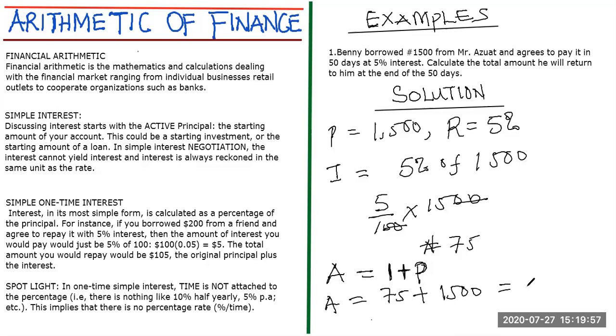We are now going to have it as 1,575 naira. So this is the money that Benin will return to Mr. AZUAT at the end of the 50 days.